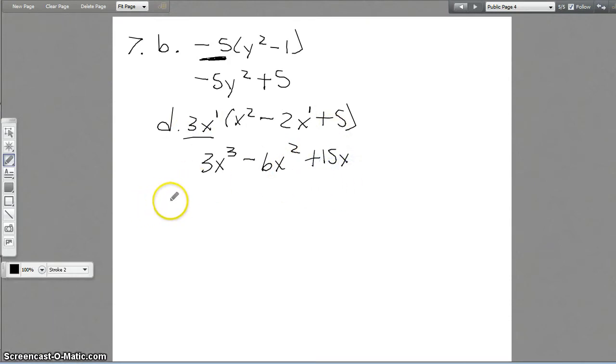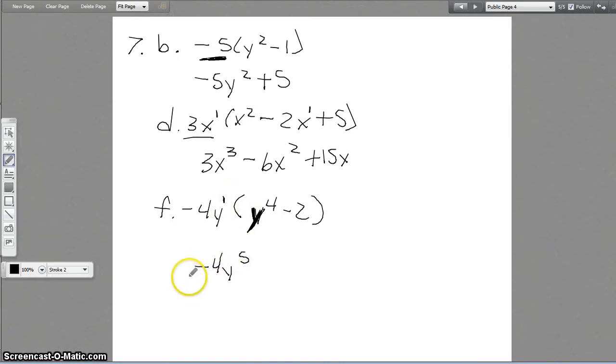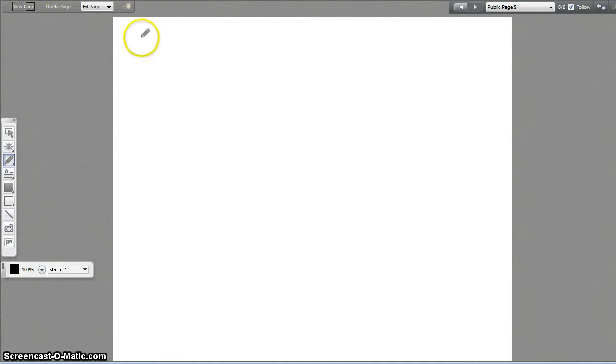Okay, then we're going to do part F, which is negative 4y times y to the 4th minus 2. So negative 4 times y to the 4th is negative 4y to the 5th, because our y is to the first power. 1 plus 4 is 5. Then negative 4y times negative 2 is going to be a positive 8y. So that was number 7, which is just like number 14 in the homework. Okay, moving on, let's look at number 8. Number 8 is just like number 15.